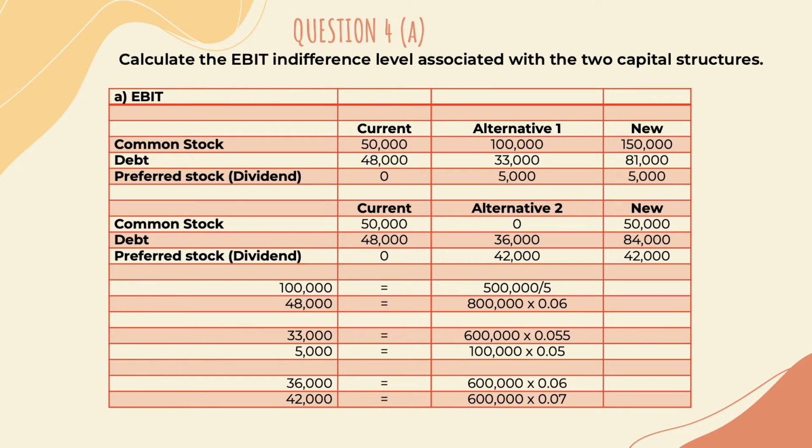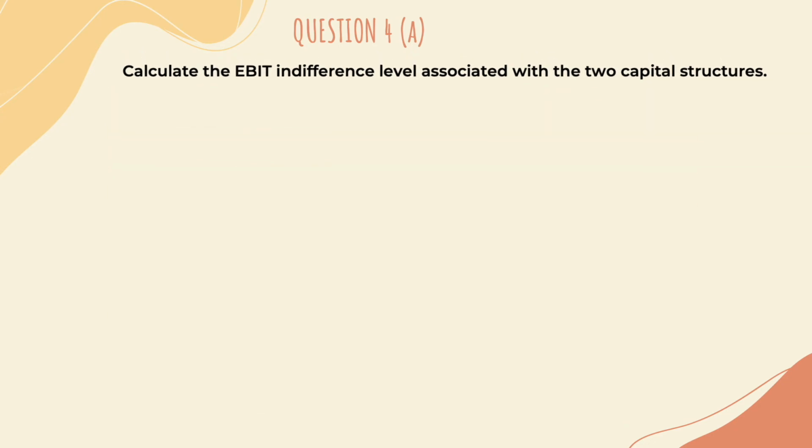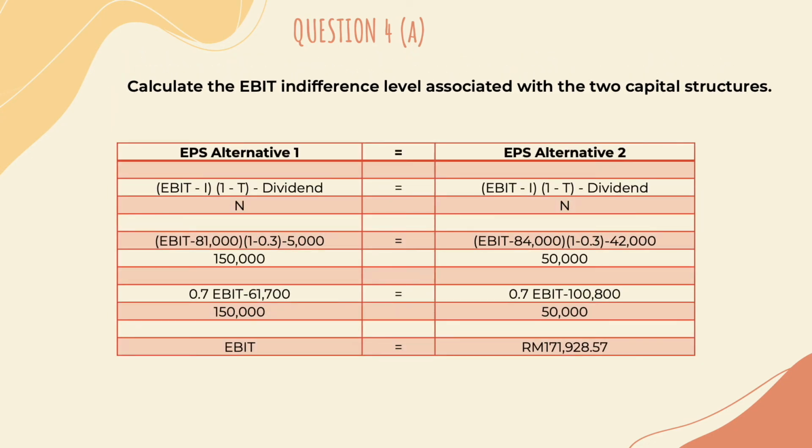As you can see from this slide, I already provided a table that shows all the data from the question, which is the common stock, the debt, and also the preferred stock dividend. This table shows how to find the new data for alternative 1 and alternative 2 for their common stock, debt, and preferred stock dividend. Now let's move on to how to find earning before interest and taxes. With the formula applied, the EBIT that I got is 171,928 ringgit and 57 cent.